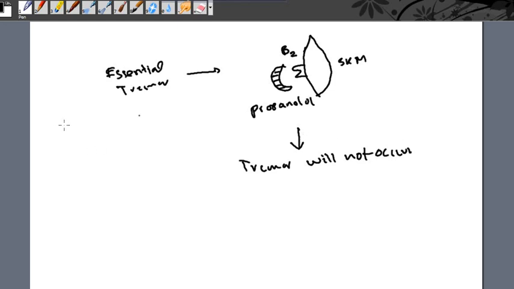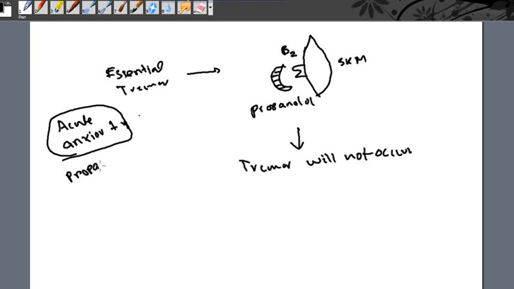Again, in some patients in an acute anxiety state, some patient is very anxious, anxiety disorder, beta blocker can be used as anxiolytic. Beta blocker like propranolol, because propranolol is a lipid soluble beta blocker. These are lipid soluble, so they can cross the blood-brain barrier, and then they enter into the central nervous system.